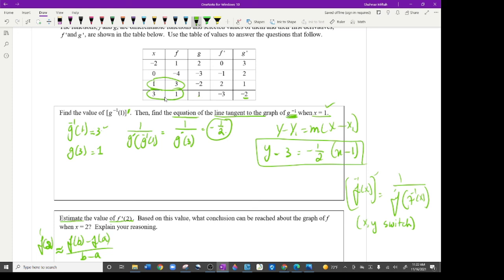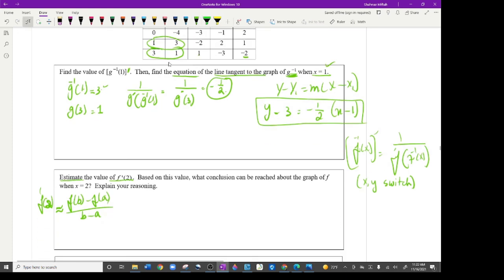y2 minus y1 over x2 minus x1, which is f of b minus f of a. It's your choice: the 1 can be a and the 3 is going to be b. These are my x values. That could be my f of a, and this could be my f of b. I always write this so I don't get confused or mess up somewhere. So f of b is my 1, minus f of a is 3. b is 3 and a is 1. So I got negative 2 over 2, which gives me negative 1.